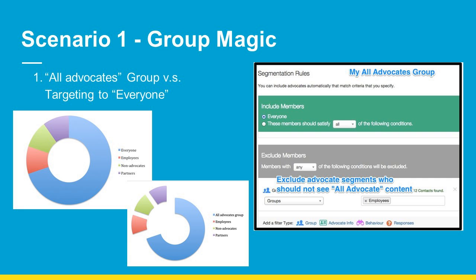But in order for this to work, you need to first set up different groups beforehand. The best way to add advocates to these groups is either to use join or invite codes or to target them based on match criteria.